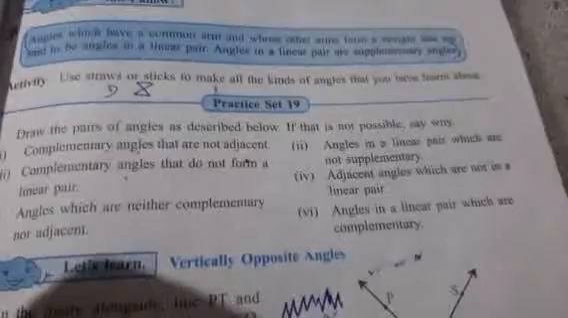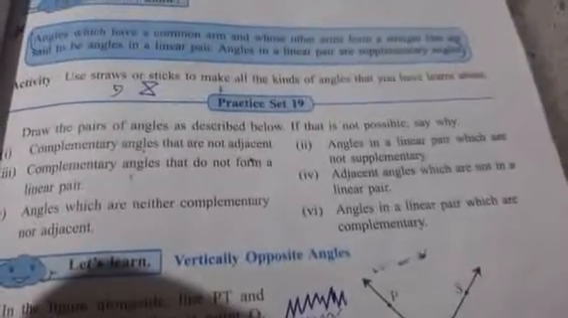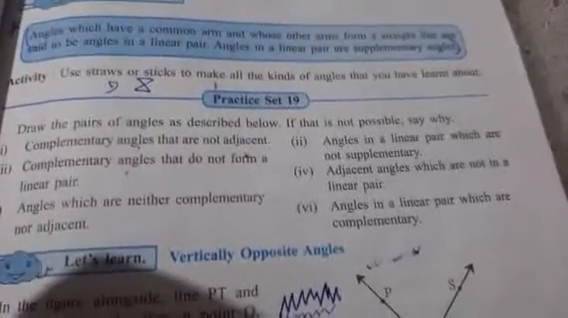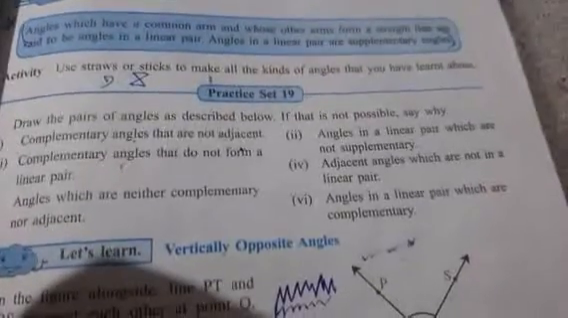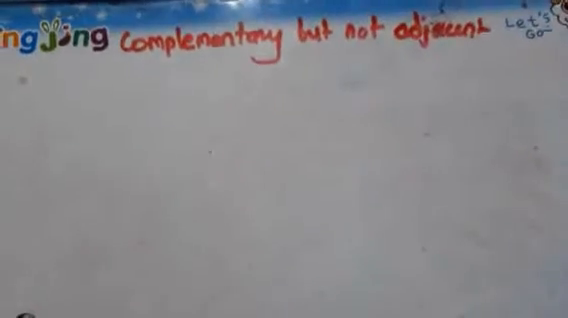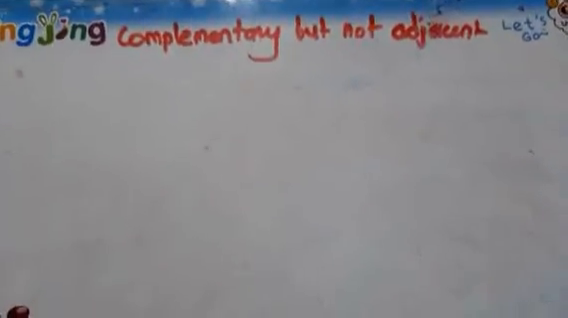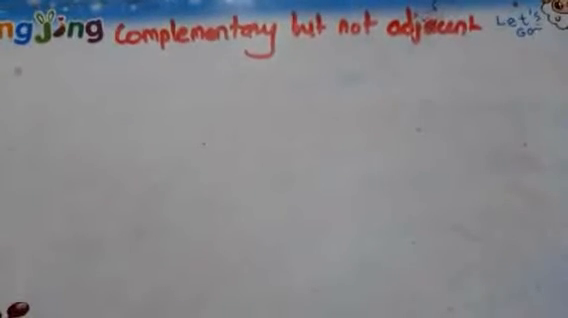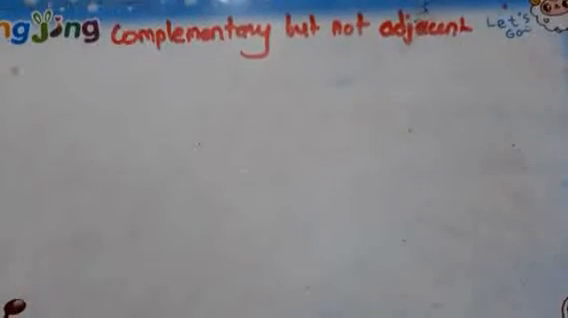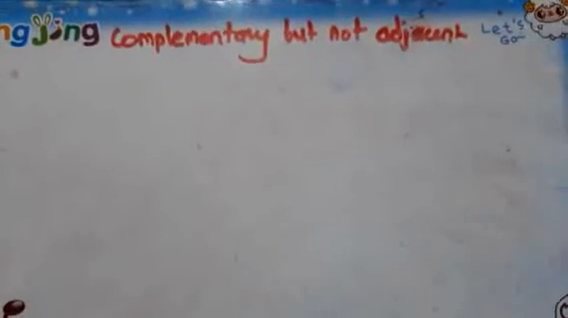So now we will move towards practice set 19. Draw the pair of angles as described below. If that is not possible, state the reason. First question is complementary angles that are not adjacent. So the question is that we have to draw a pair of angles so that they should be complementary but not adjacent.